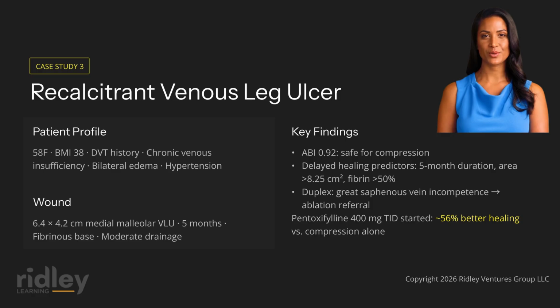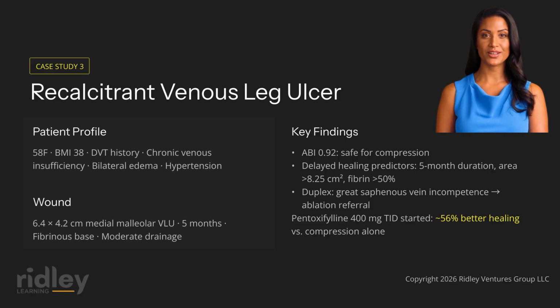The ulcer measures 6.4 centimeters by 4.2 centimeters with a shallow, predominantly fibrinous base and moderate exudate. The patient reports difficulty tolerating 4-layer compression bandaging and inconsistent adherence. Ankle brachial index measurement yields a value of 0.92 bilaterally, confirming adequate arterial perfusion and safety of compression therapy. However, the 5-month duration, large wound area exceeding the equivalent of 8.25 square centimeters, and presence of fibrin coverage exceeding 50% of the wound surface all represent independent predictors of delayed healing.